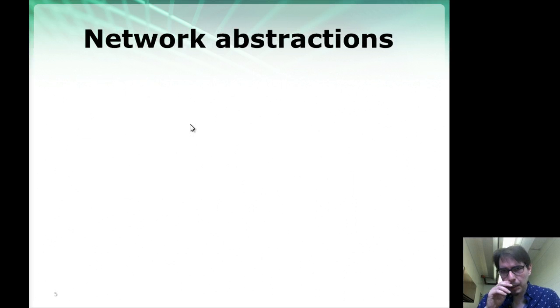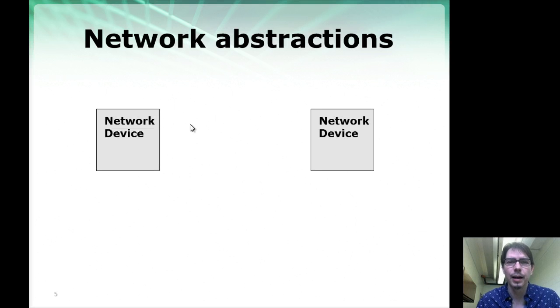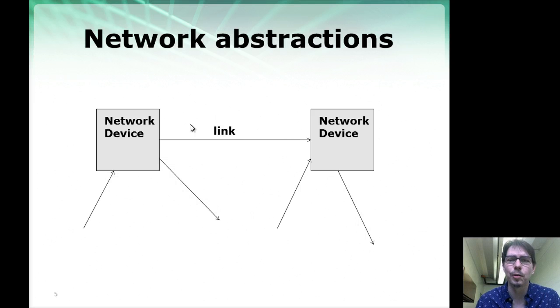Let's look a little bit deeper into the abstractions of networks that help place into context how virtual networks work. In a network, you have a number of devices, at least two to communicate, and these devices are connected by links. A device may have one or more links. A link could be, for example, Wi-Fi, a link to your wireless router, or a physical Ethernet connection to another computer in your network.